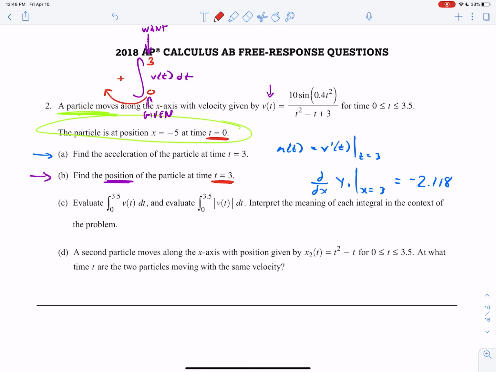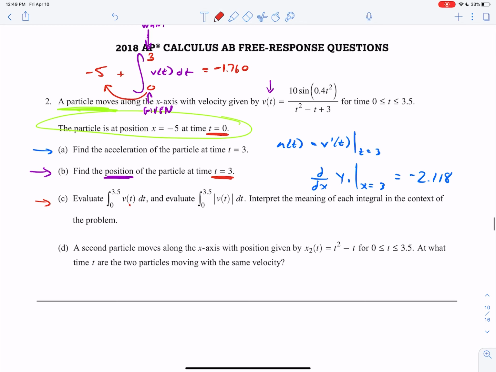So in this case, at t equals 0, I know I'm at -5 here, okay? Plug and chug right there. You should get about negative 1.760. Okay, and we'll move on to part C. Part C, evaluate the integral of v of t from 0 to 3.5.